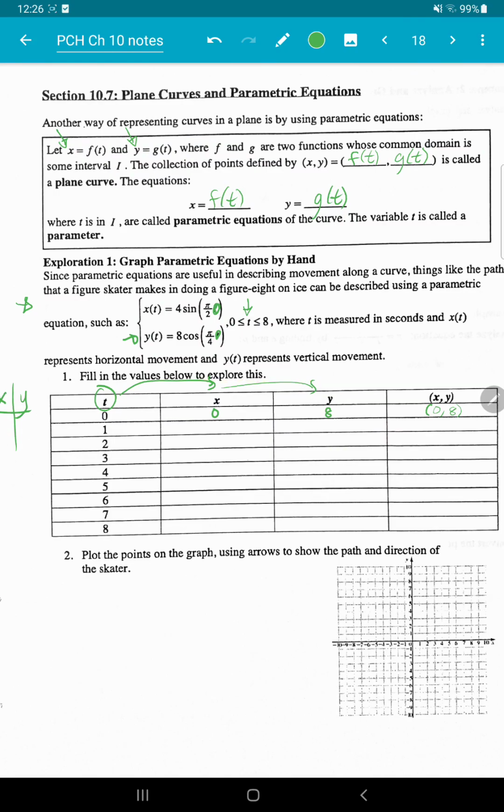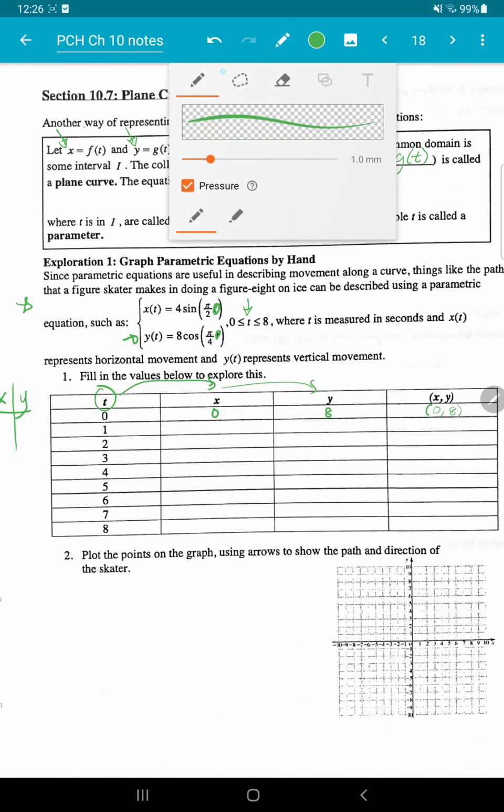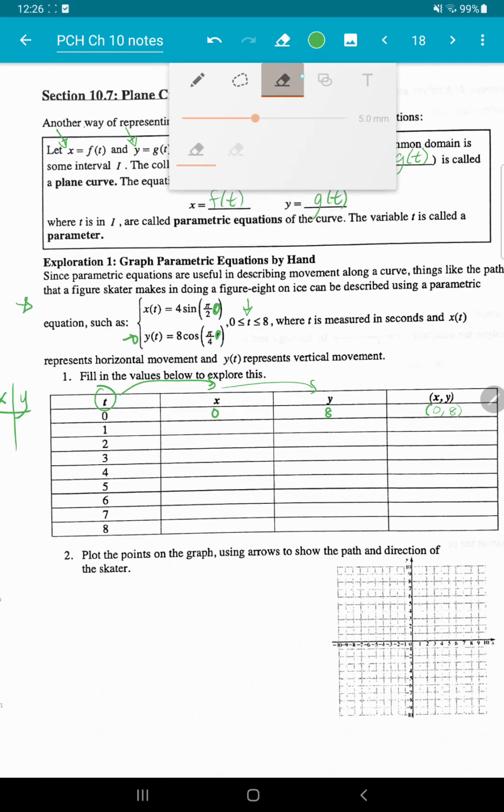Okay, so, sorry, my eraser's not working. Okay, so anyway, I don't know why my eraser's not working.